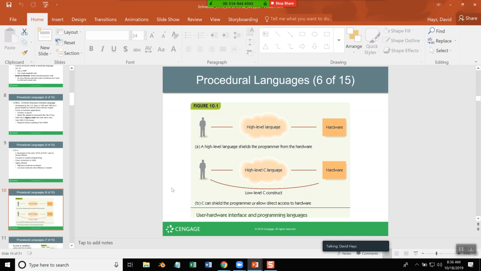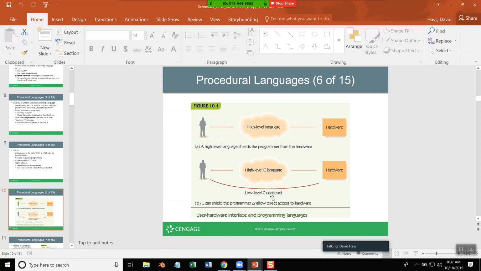This talks about the high-level languages and so forth. A high-level language shields the program from the hardware, so you don't need to worry about the hardware specifics. You do with assembly language. That's not considered a high-level language. With assembly language, you're interfacing directly with registers and so forth.